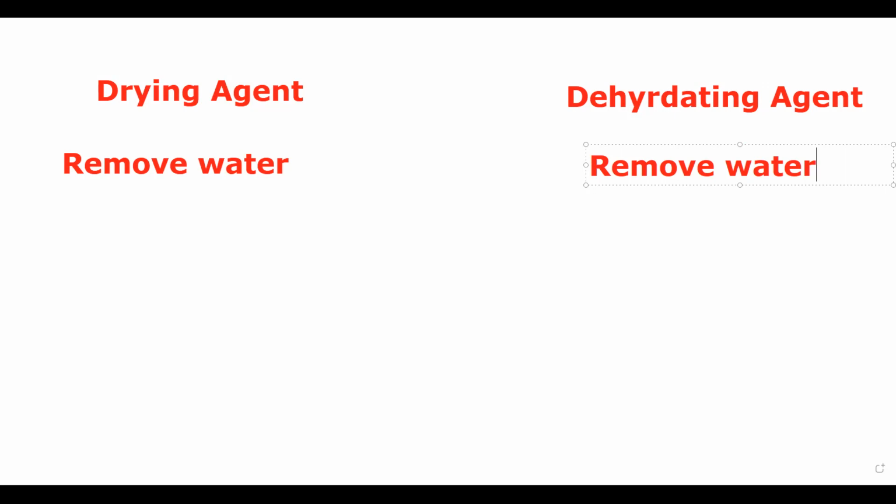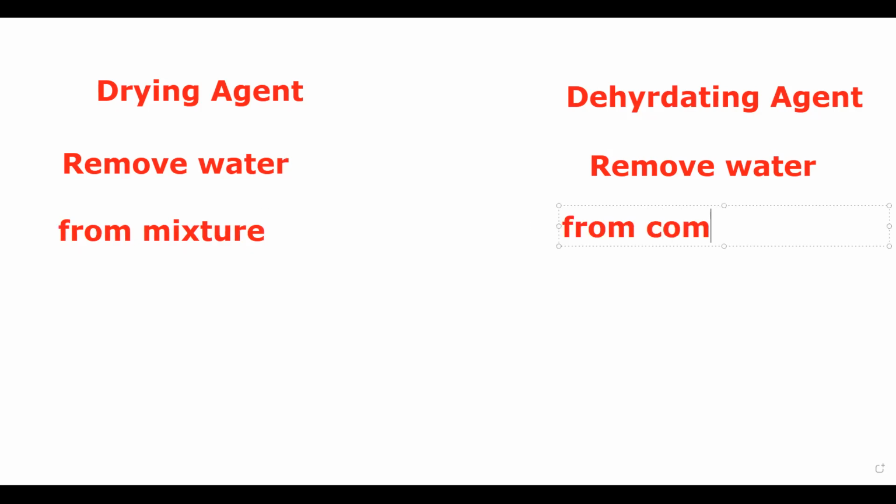The drying agent is used to remove water from a mixture, whereas a dehydrating agent is used to remove the water from a compound. If the substance contains different substances including water, and we remove the water from that mixture, we call the other substance a drying agent.